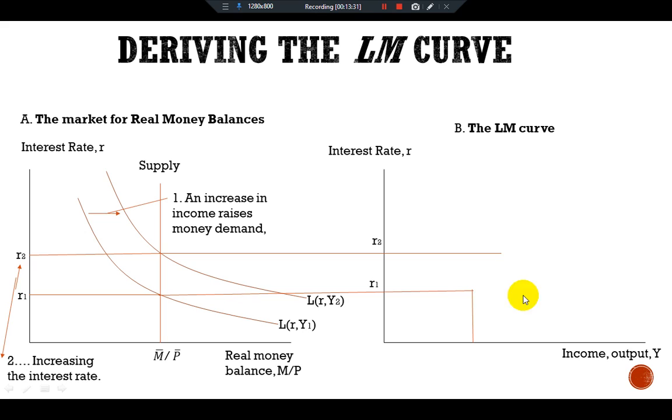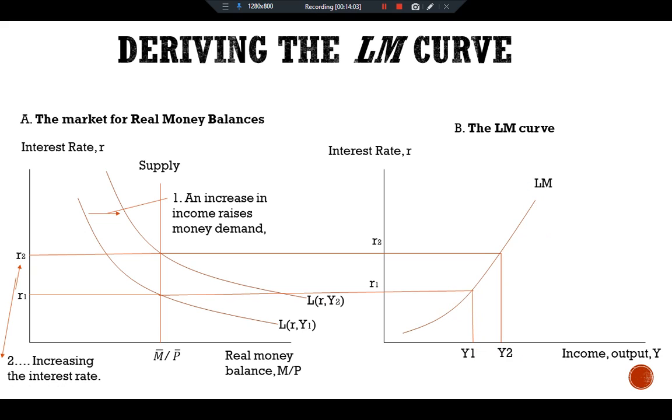With this part of the interest rate, we have Y1 income. As we have a rise in income, it will shift the demand curve upward, which raises the interest rate in the economy. So we have a higher interest rate with higher income. By joining these points, we get the LM curve.